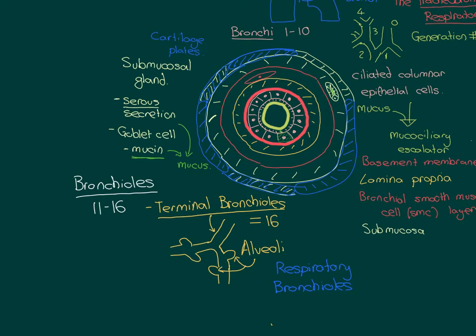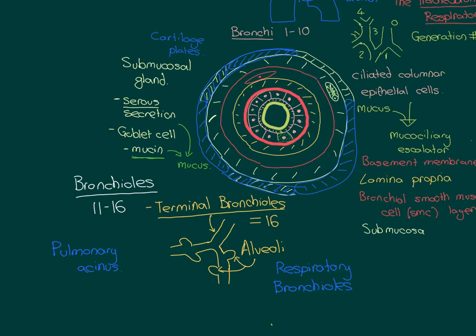Now, before I go any further with the discussion of respiratory bronchioles, let me introduce you to another piece of terminology that is used and is therefore useful to be aware of, which is the pulmonary acinus. What do people mean when they talk about a pulmonary acinus? A pulmonary acinus is all of the little section of the lung that is downstream of a single terminal bronchiole.